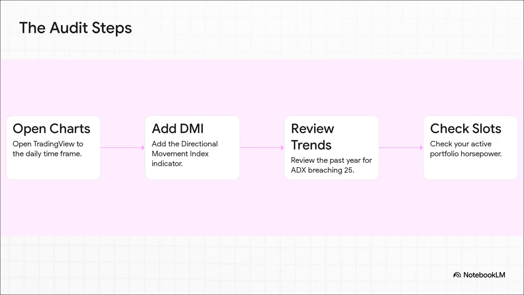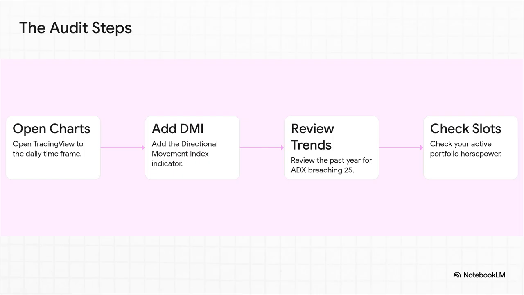Step 1, open your charting software, like TradingView, and set it specifically to the daily time frame. Step 2, add the standard directional movement index, the DMI. That's the one that bundles the plus DI, the minus DI, and the ADX together into one complete matrix. Next, I want you to review the major multi-week trend moves over the past year. Track the exact coordinate where the ADX line breached that 25 threshold wall. And finally, check the horsepower thermometer right now on your active portfolio slots.